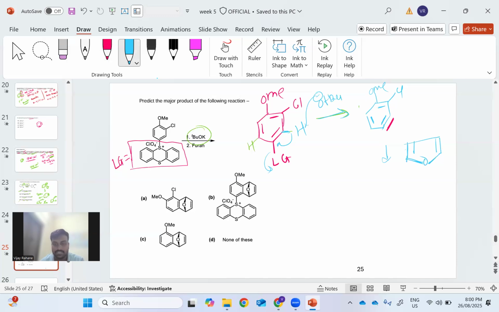So what happens? Once this goes, this goes here, this bond. I'll draw with a different color so it will be easy for you to understand. So this goes here, this bond. Sorry, not like that. I'll just rotate the structure of this furan. So the furan will be like this.